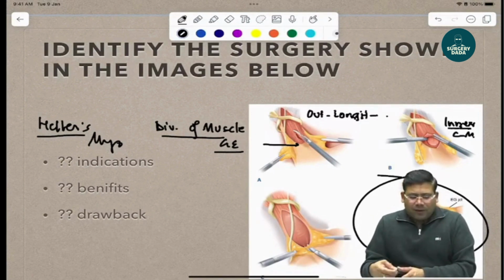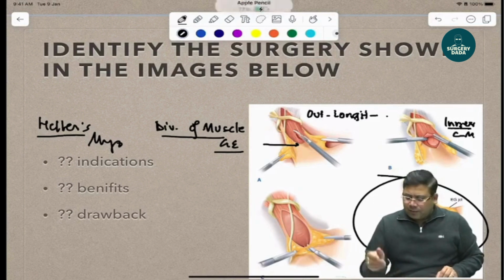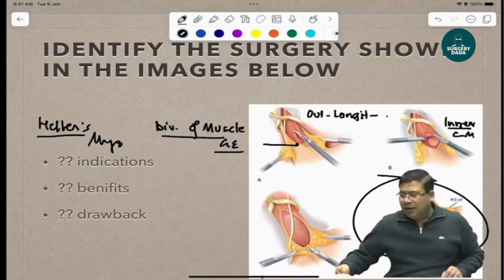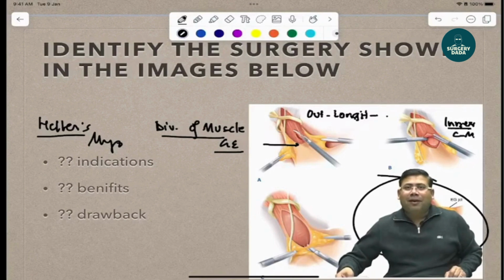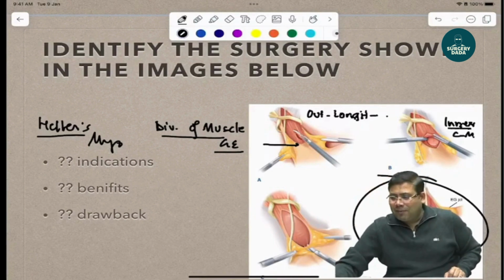So I have some commitments. There's a serious patient who has been admitted. I think he is a patient of appendicular perforation, might need a surgery. That is why I am stopping right now. Again, we shall connect in the evening. Till then, bye bye. Lots of love.